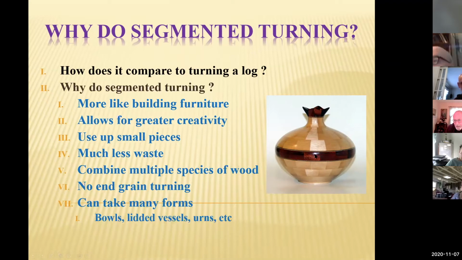You can combine multiple species of wood for accent. Because of the way you orient the segments, there's no end grain turning, and end grain is always a little bit difficult getting it smooth and taking the finishes and so on. And you can make a lot of different forms, as we'll see as we go through this.